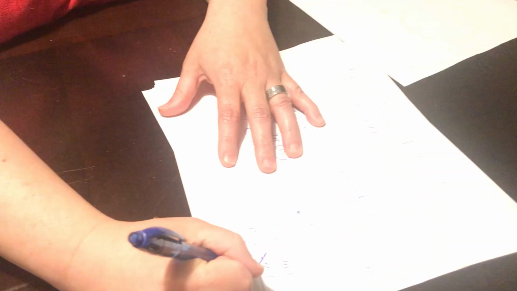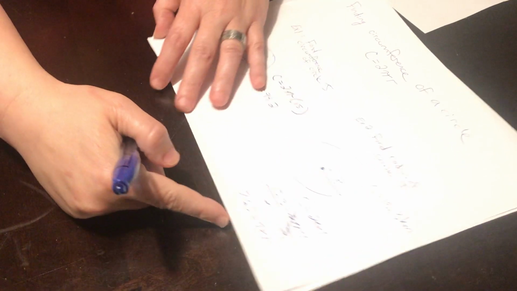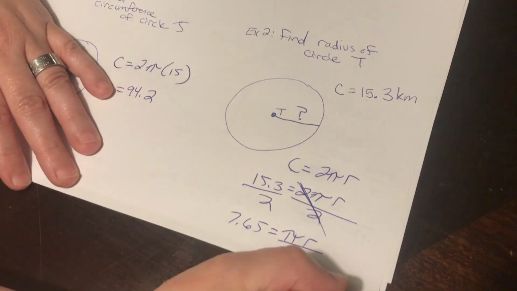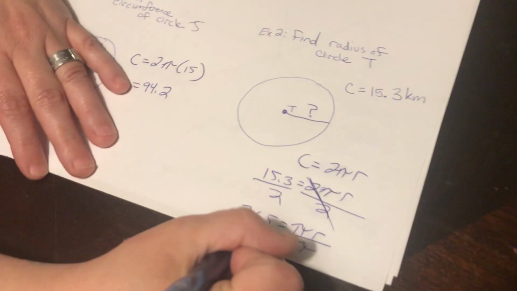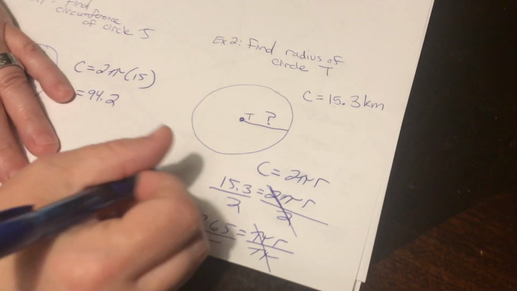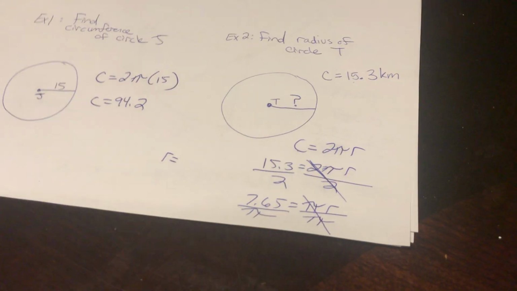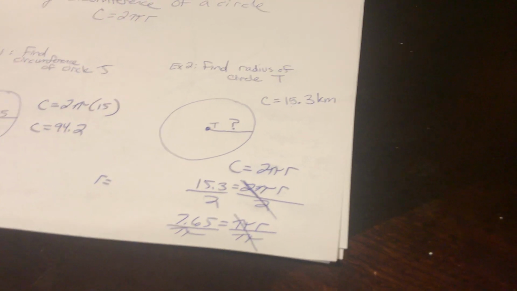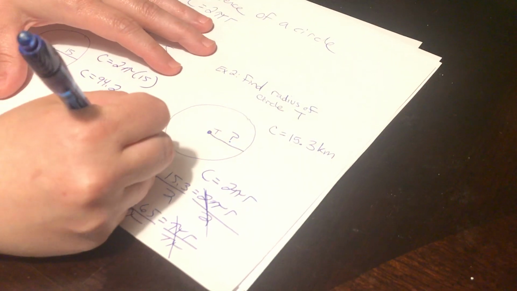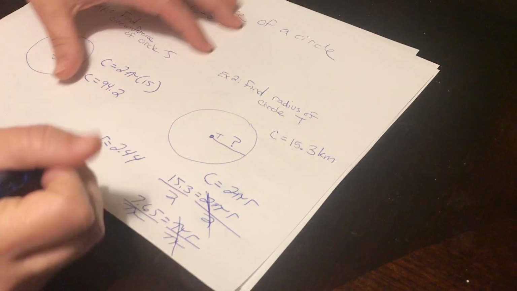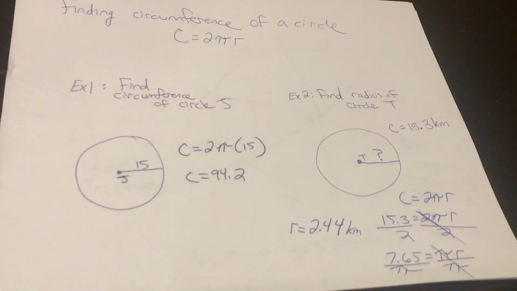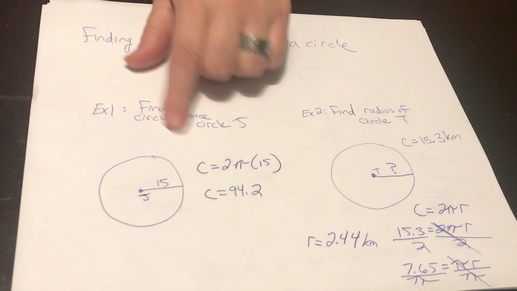15.3 divided by 2 is 7.65. So now I have 7.65 equals pi times r. We're still not there yet. We want r by itself, so we want to get rid of pi. And again, it's multiplying, so we do the opposite. We're dividing. Cross it out. And r, which is our radius, is 7.65 divided by pi, which is 3.14. Our radius is 2.44, basically. I'm just going to round it like that. So basically what you're doing is solving circumference backwards, opposite of what you did on the first problem, on the first example.